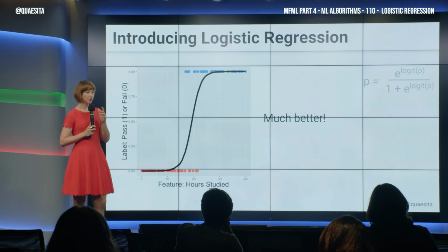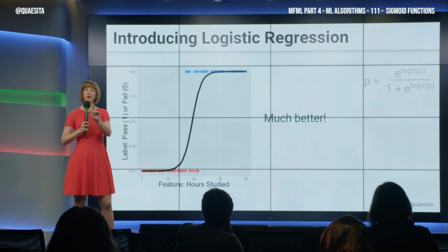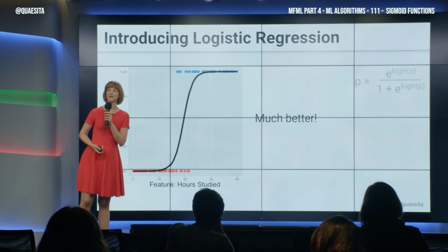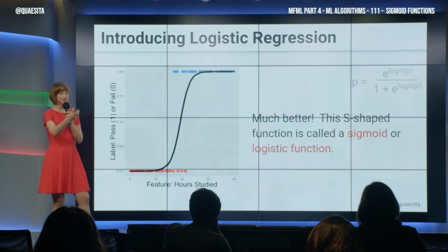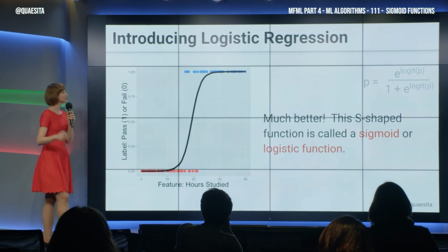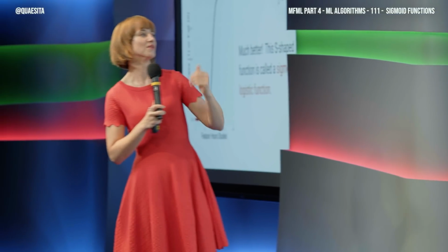These S-shaped curves, they are called... What is a psychoanalyst's favorite mathematical function? Sigmoid Freud. It's too late in the day for this, isn't it? So these are called sigmoid or logistic functions.